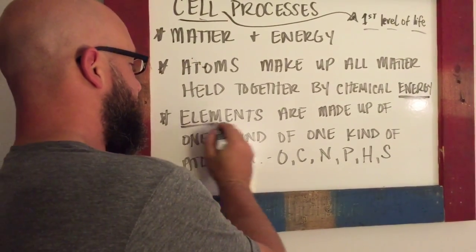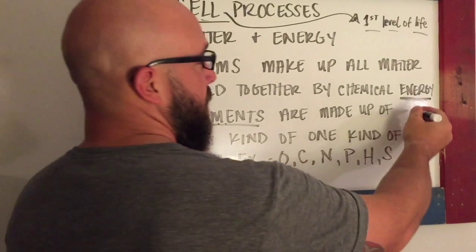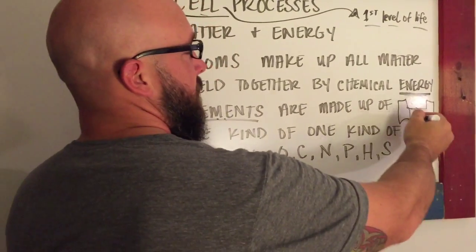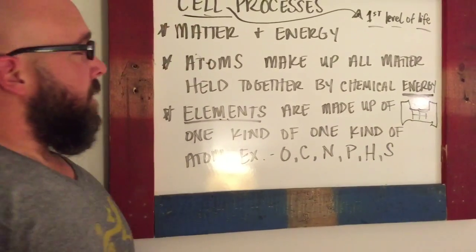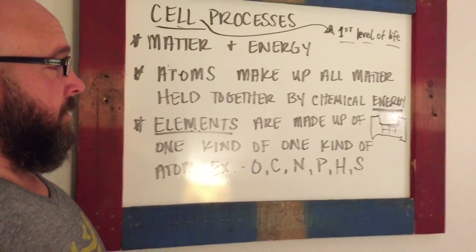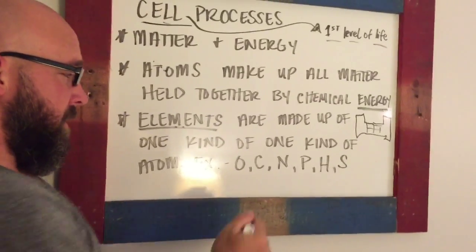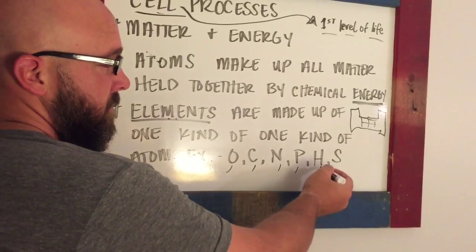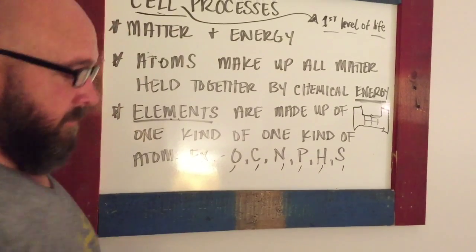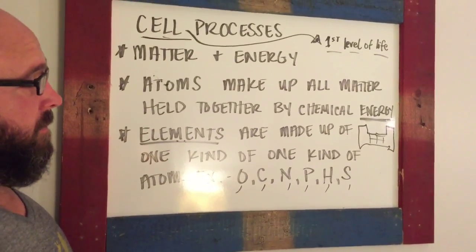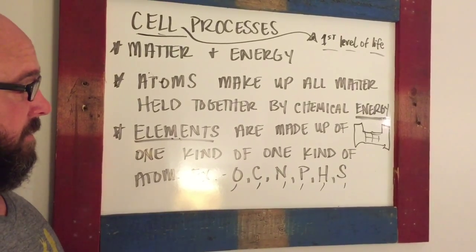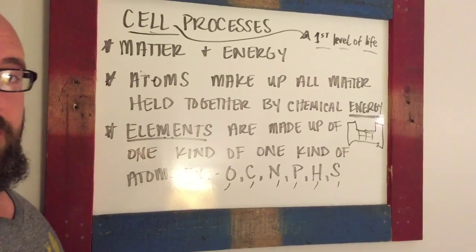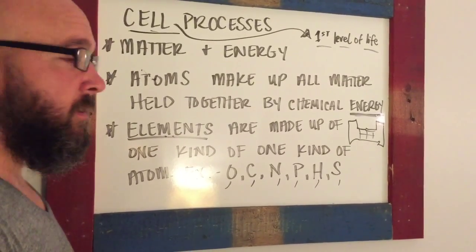An element, like you see on the periodic table, is made up of one kind of atom. For example, oxygen, carbon, nitrogen, phosphorus, hydrogen, sulfur. Each atom has a certain amount of protons, a certain amount of neutrons, a certain amount of electrons.